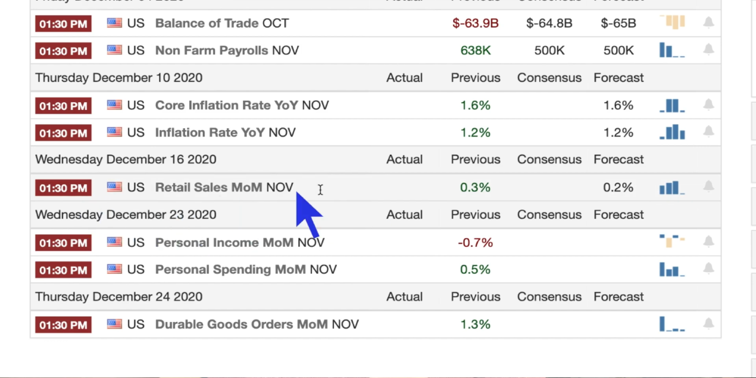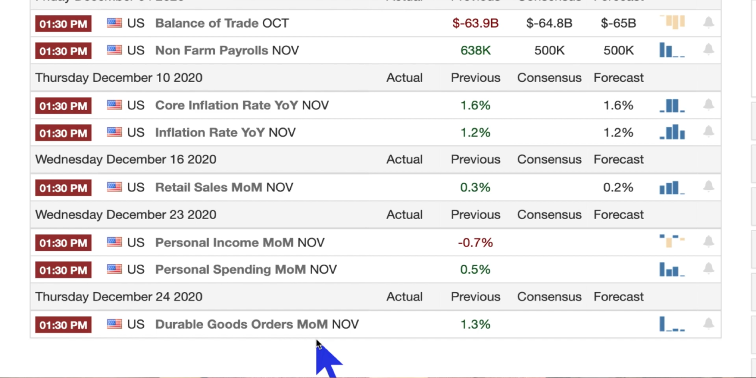But retail sales come out on the 16th of December, and as you can see here, there's a forecast of a small increase on retail sales. We also have personal income and personal spending, coming out on December 23rd. And on the 24th, the durable goods orders will be out on that half day of trading.